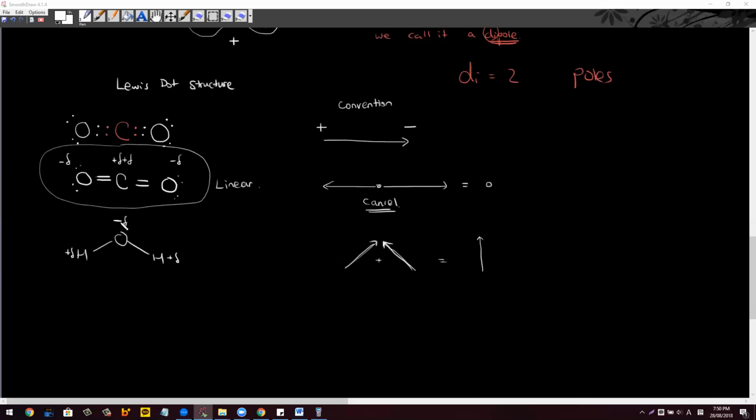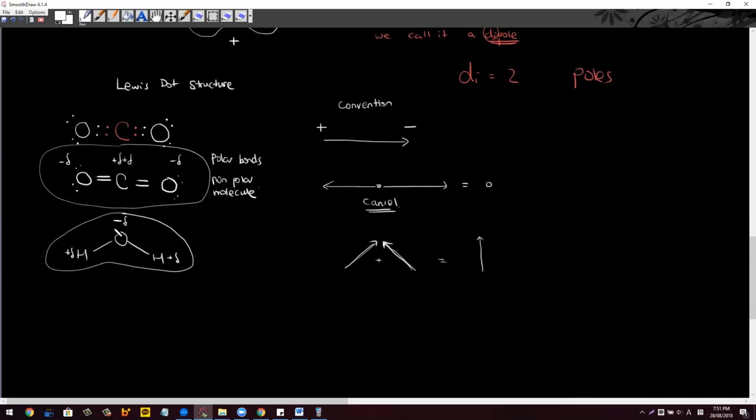So in this case, what you end up with is, this one has polar bonds present. This is a polar bond, this is a polar bond. As you can see, there's a plus and minus. But this one ends up being a non-polar molecule. Why? Because it cancels out.